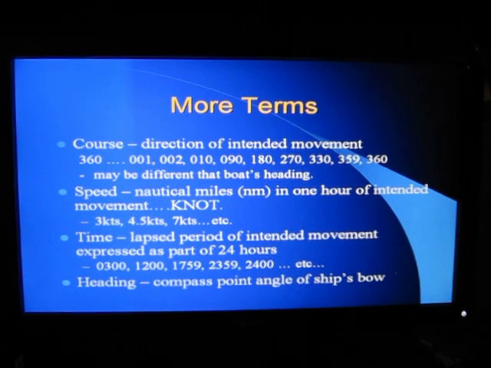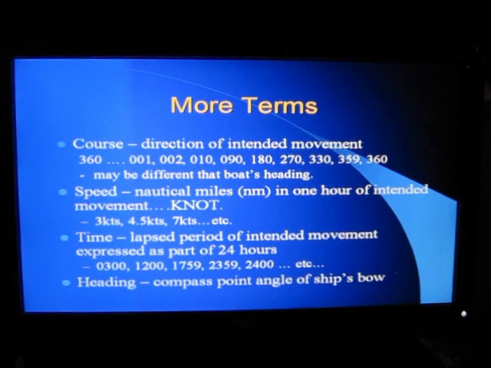Speed we express in knots. A knot is nautical miles in 1 hour of intended movement. Knot is not nautical miles. Nautical miles is a specific measurement of distance. A knot is speed through the water. How many nautical miles you're making in 1 hour, that is a knot. Be it 3 knots, 4.5 knots, 7 knots. 7 knots, of course, means in 1 hour you go 7 nautical miles.